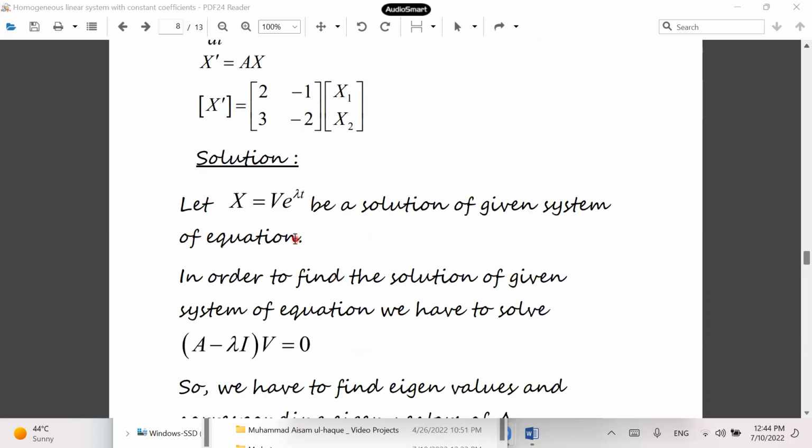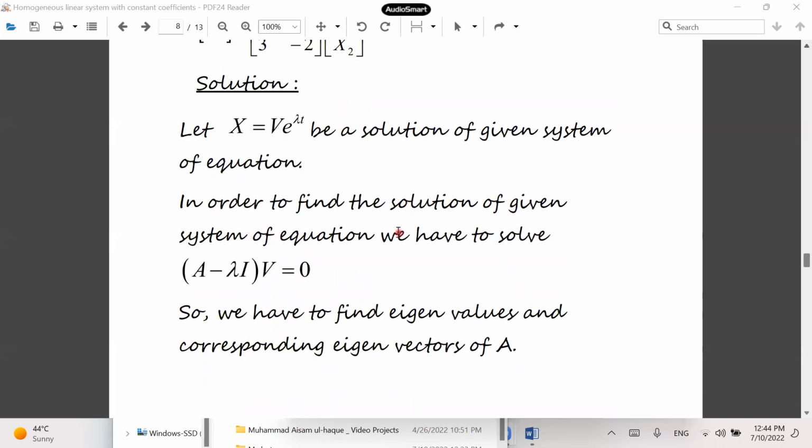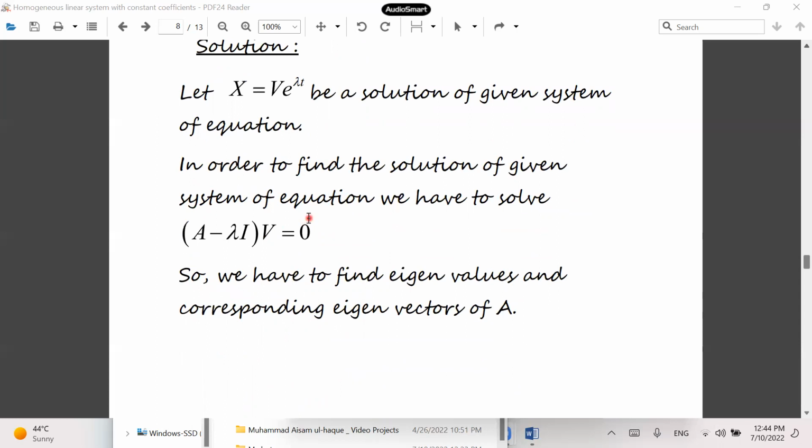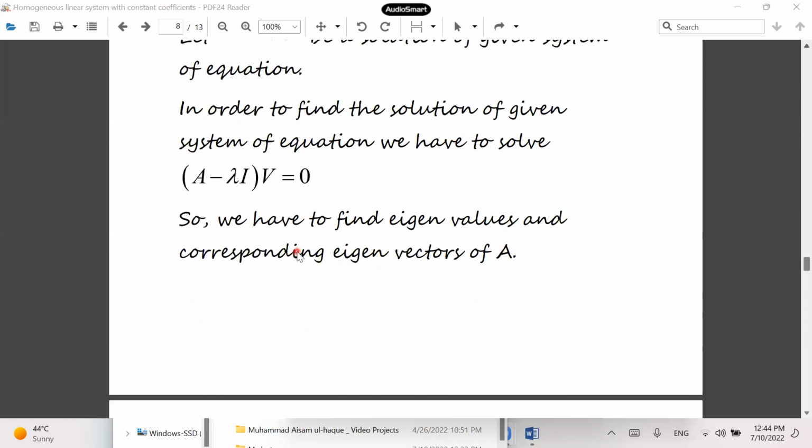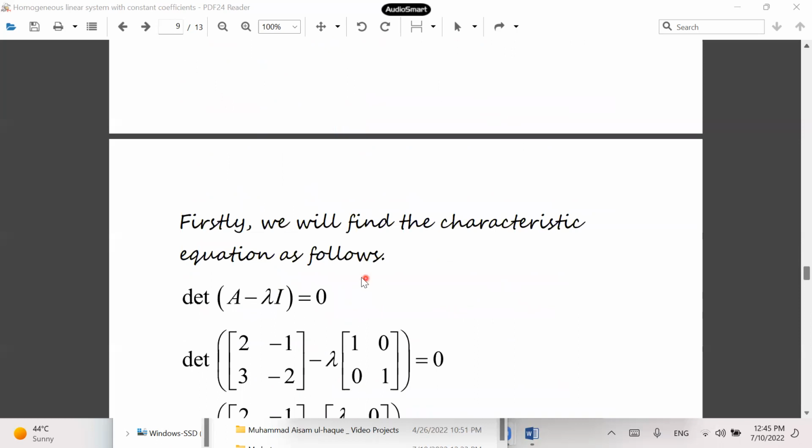In order to find the solution of this homogeneous linear system, we suppose that x equals v e^(lambda t) is the solution of the given system of equations. In order to find this, we have to solve (A - lambda I) v = 0. So we have to find the eigenvalues and the corresponding eigenvectors of A.